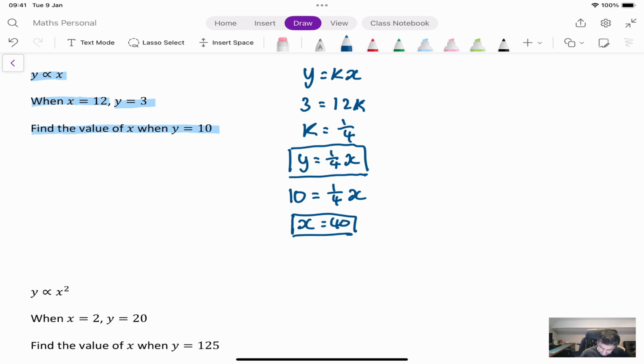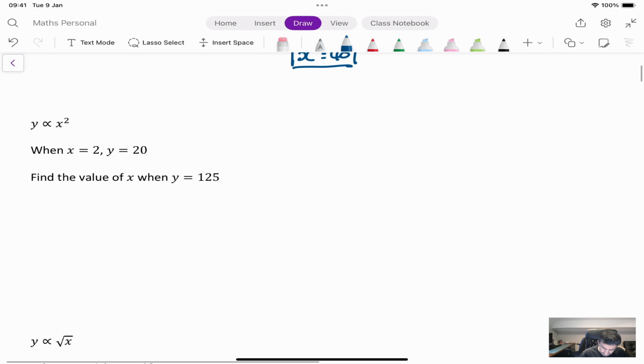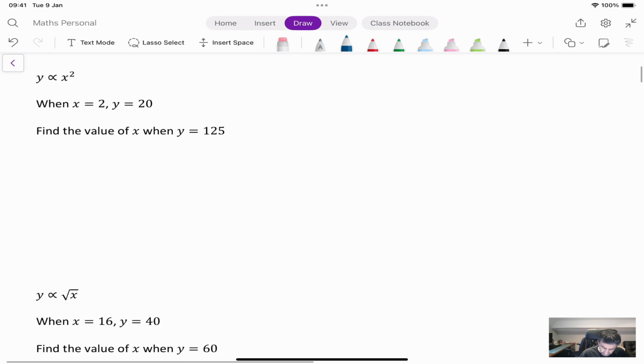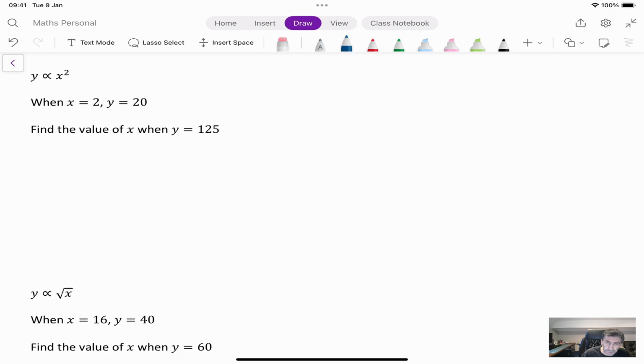Okay, right, so moving on, we're going to have a look at this next question over here. So this time I've got y is directly proportional to not x but x squared. So like I did before, I'm going to say y is equal to k times, but this time I'm going to say x squared. So there's something I can multiply x squared by this time that's going to give me y. So we're going to work out what that something is.